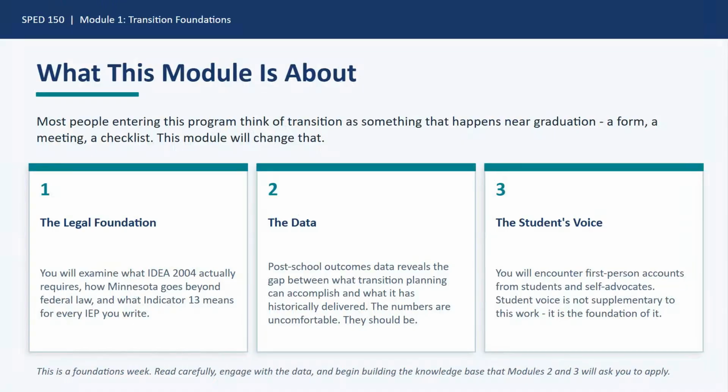First is the legal foundation, what IDEA 2004 actually requires, and how Minnesota goes beyond the federal floor. Second is the data, post-school outcomes for students with disabilities and the gap between what transition planning can accomplish and what it has historically delivered. Third is student voice, not as a supplement to this work, but as the foundation. The phrase you will hear is person-centered planning.